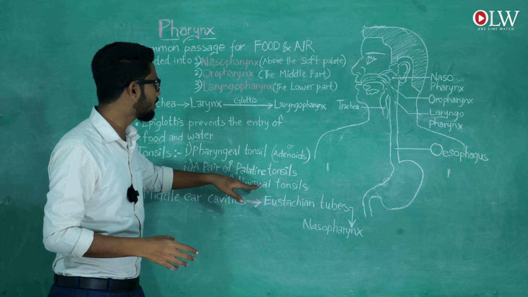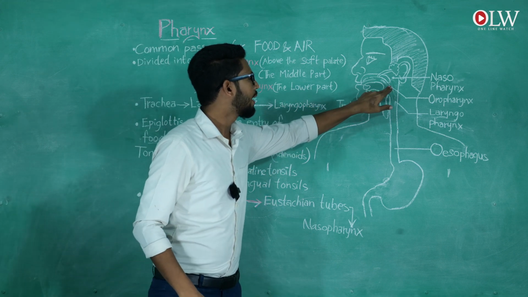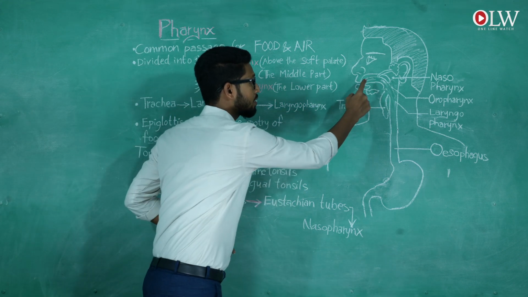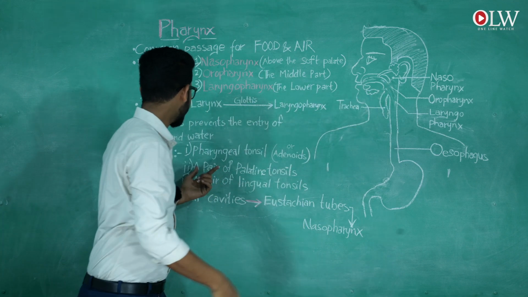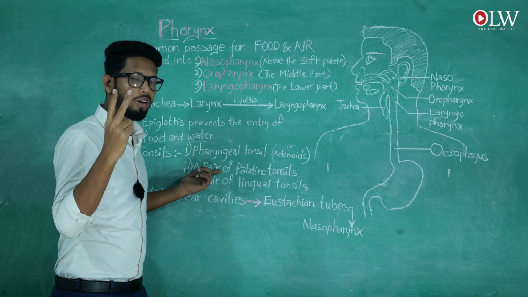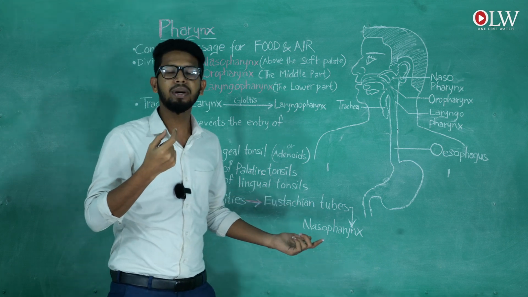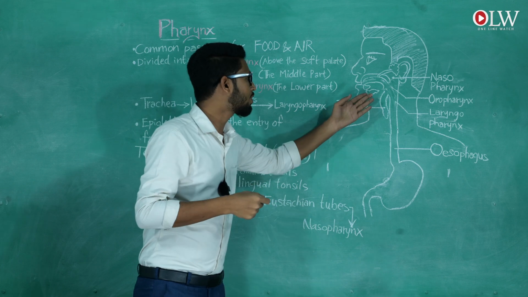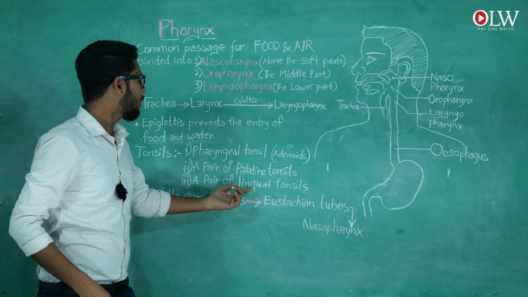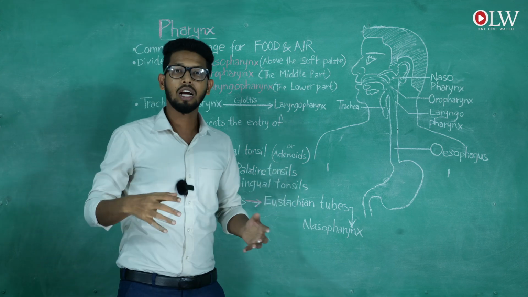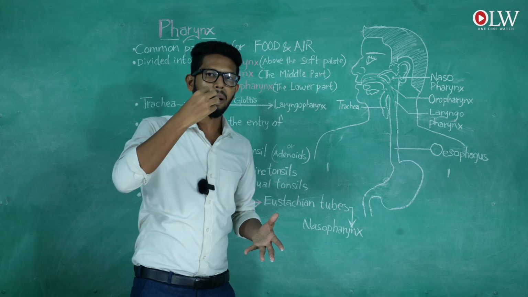Here, a pair of lingual tonsils. Palatine tonsils are present at the palate. We have already discussed the hard palate and soft palate. Here in the pharynx, two palatine tonsils are present and a pair of lingual tonsils. Lingua means tongue, so below the tongue in this pharynx there is a pair of lingual tonsils. All these tonsils help to filter the bacteria which came along with the food we masticate.